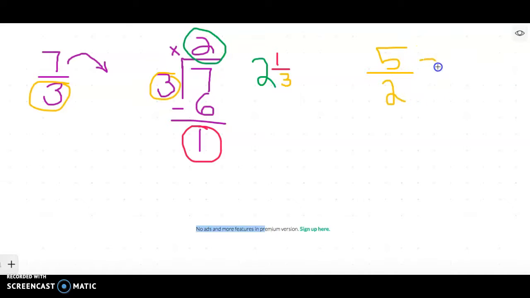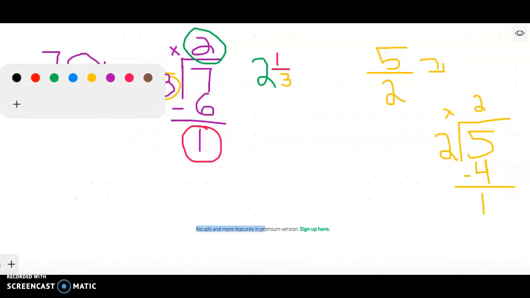So I'm going to flip it to its side. We have 5 divided by 2. So I just flipped it to its side and then made it into a division bar. How close can 2 get to 5? That would be 2 times. 2 times 2 is 4. I subtract that and I get a 1.